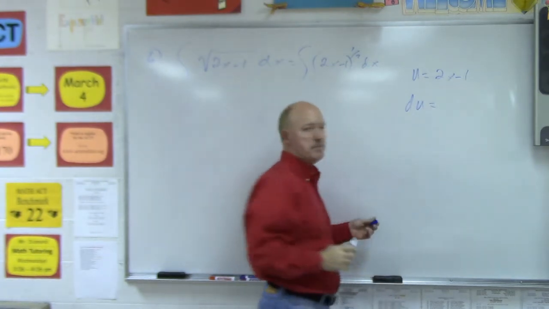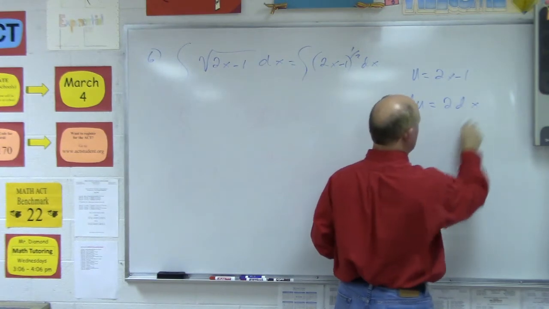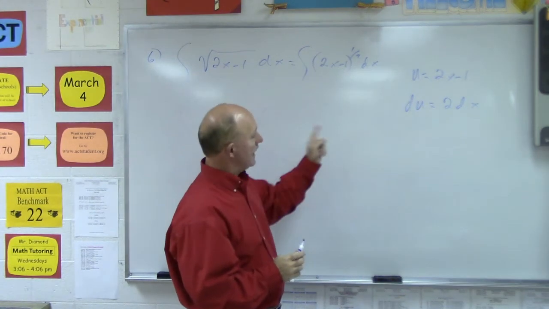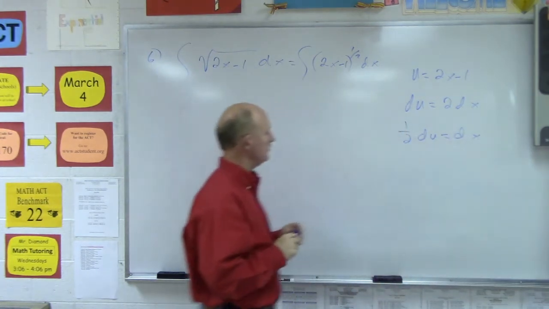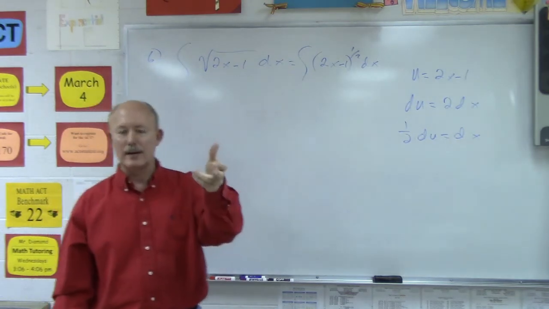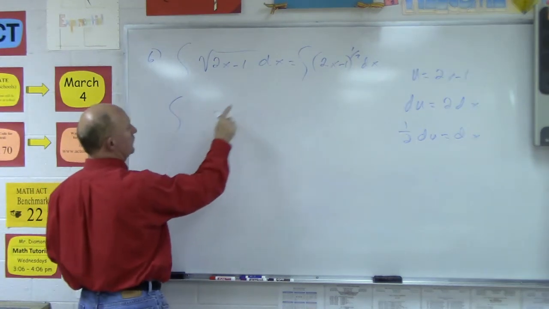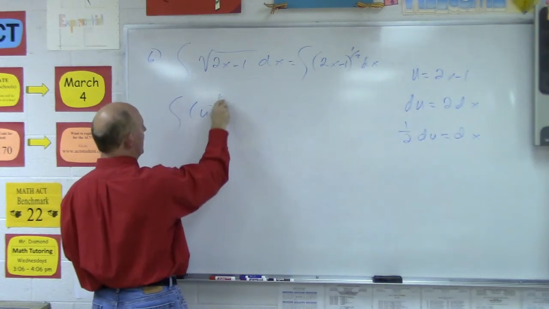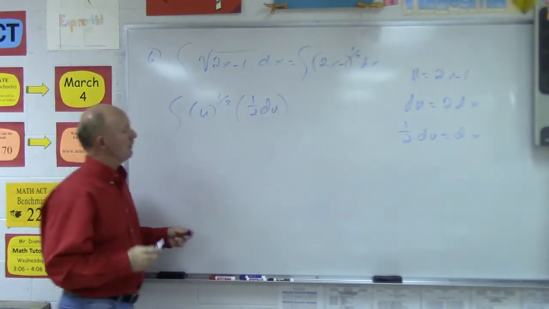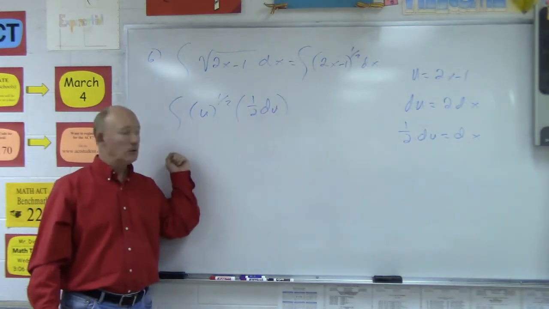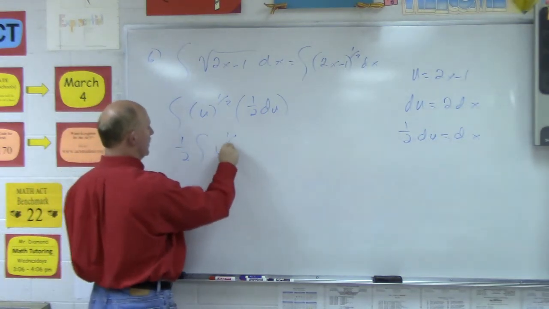Taking the derivative of both sides now, the derivative of u is du. The derivative of 2x is 2 dx. Next I'm going to solve for dx. This gives me 1/2 du equals dx. Now we're ready to rewrite our integral from an integral in terms of x to an integral in terms of u. So instead of 2x minus 1 to the 1/2, now we have u to the 1/2 power times, and instead of dx it'll be 1/2 du. We'll substitute that in for dx. Now I need to pull that 1/2 out front. So this becomes 1/2 integral of u to the 1/2 power du.